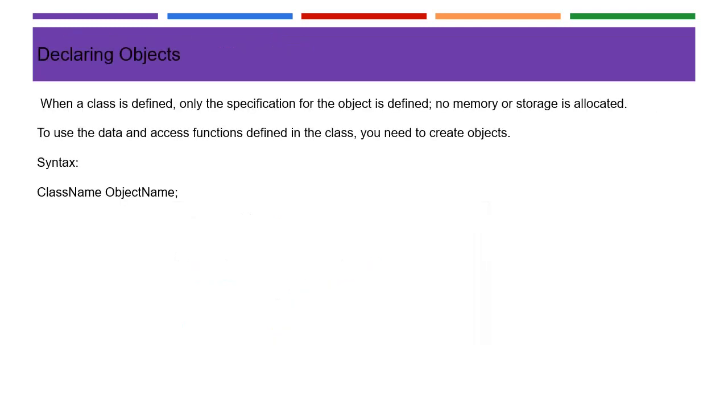Now let's understand how we are going to declare an object in a C++ program. When a class is defined, only the specification for the object is defined. No memory or storage is allocated. To use the data and access functions defined in the class, you need to create the object. The syntax for creating the object is, first you have to write down the class name followed by the object name and then you have to write down the semicolon.